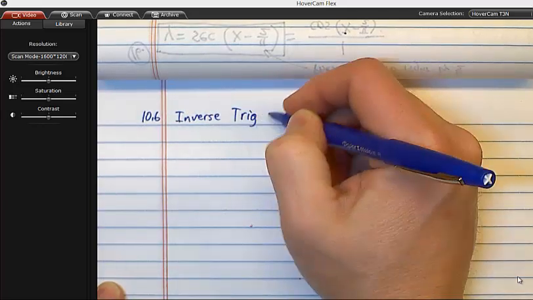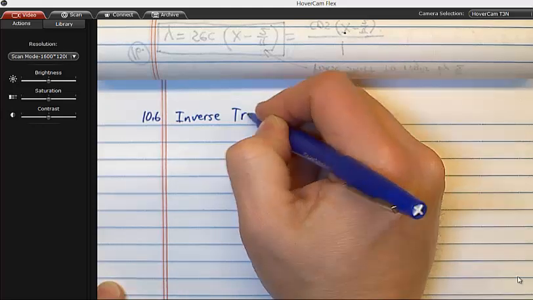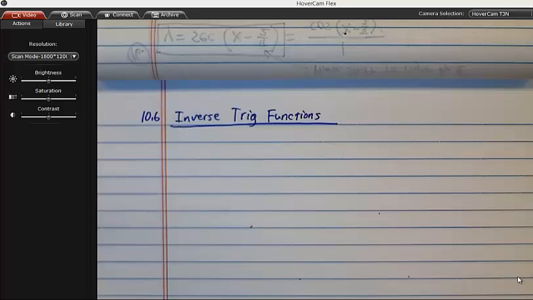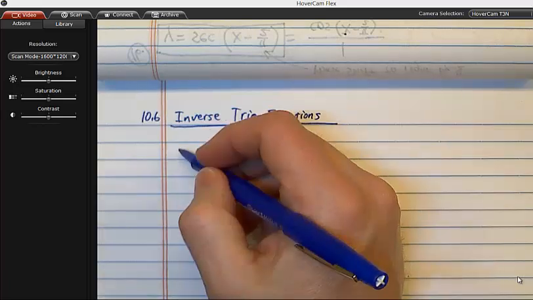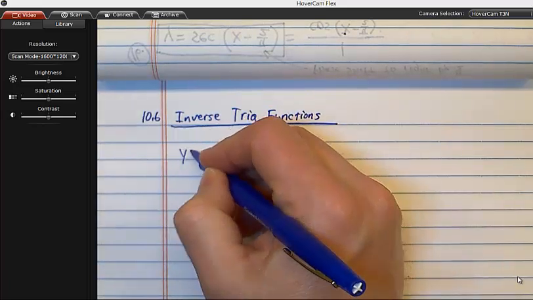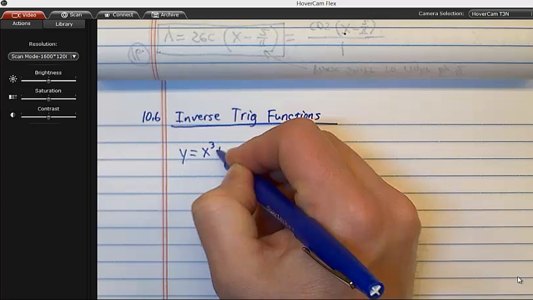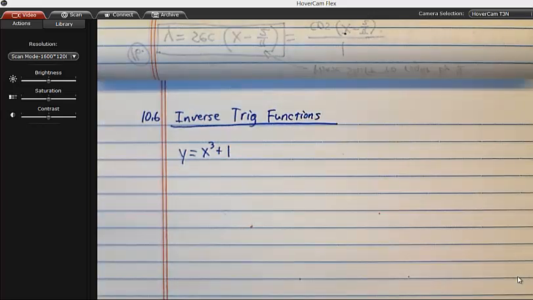The inverse trigonometric functions. Okay. So, back in algebra class, if I gave you a function like y equals x cubed plus 1, and I said, hey, can you find the inverse function?